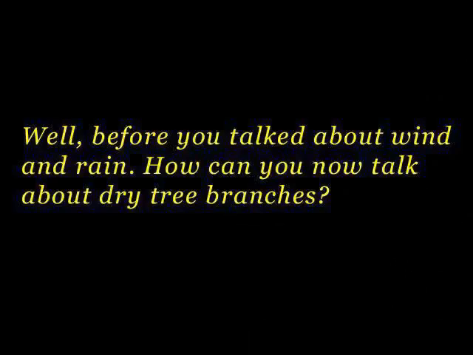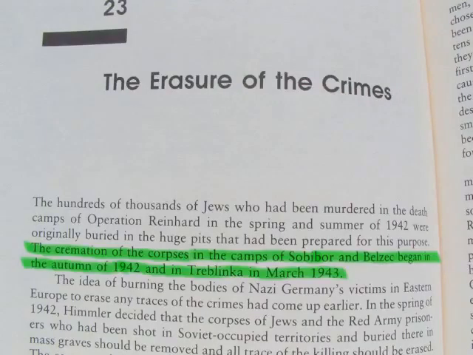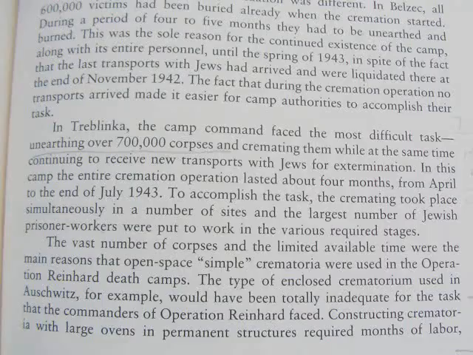Well, before you talked about wind and rain, how can you now talk about dry tree branches? Because I'm talking about Treblinka now. Before I was talking about Sobibor and Belzec. We see on page 170 in Arad, the cremation of the corpses in the camps of Sobibor and Belzec began in the autumn of 1942, and in Treblinka in March 1943. And on page 177, referring to Treblinka, Arad writes, "In this camp the entire cremation operation lasted about 4 months, from April to the end of July 1943."